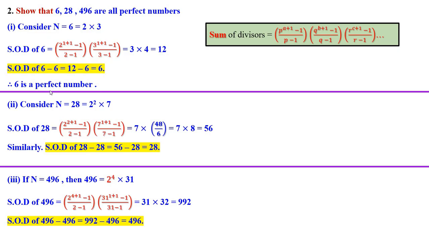So 6 is a perfect number. And similarly, when we consider 28, it is 4 into 7. 4 is written as 2 square. So again 2 and 7 are the prime numbers. A is 2, B is 1.